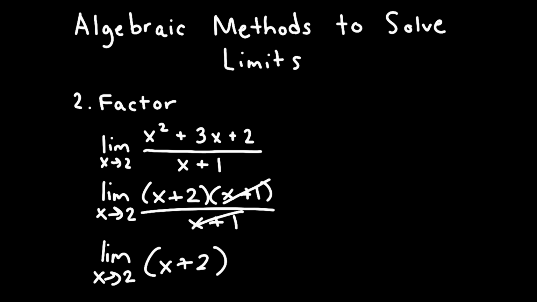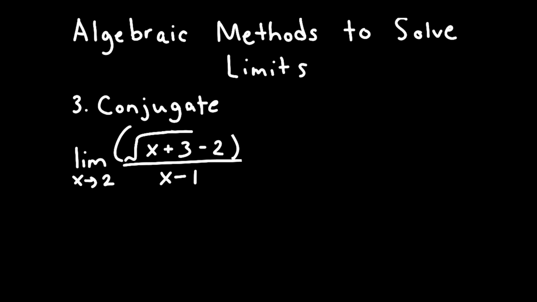Now that there's nothing left to do, there's no square roots, we can't use the conjugate, there's no trig functions, we can't use trig identities, we have nothing left to do but plug in. So, we're going to plug in 2, we'll get 2 plus 2, which equals 4.